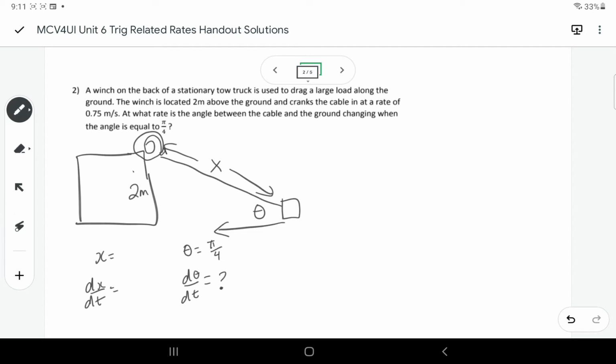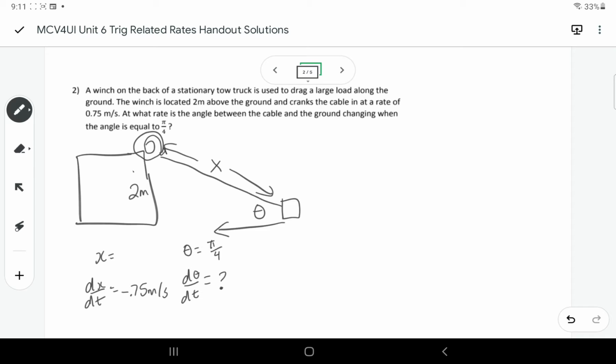So that tells me that I need to know dx/dt. Now I want you to be careful with sign here. It's cranking the cable in, so the cable is getting shorter. It's cranking it in at 0.75, but we have to indicate that rate of change is happening in a negative direction. The cable is getting shorter, so the rate of change is negative there.